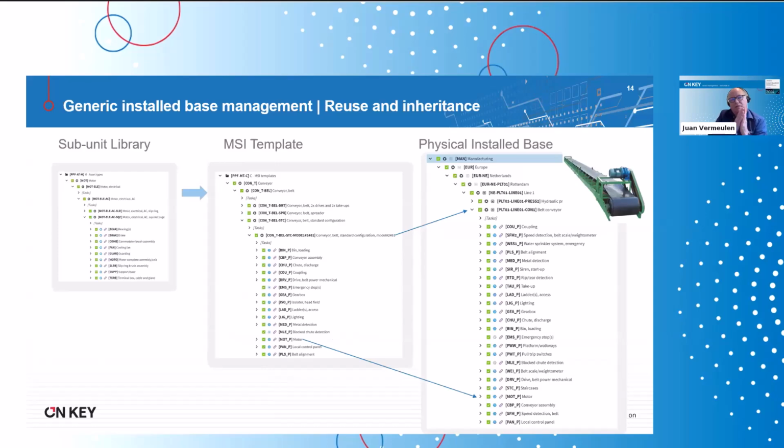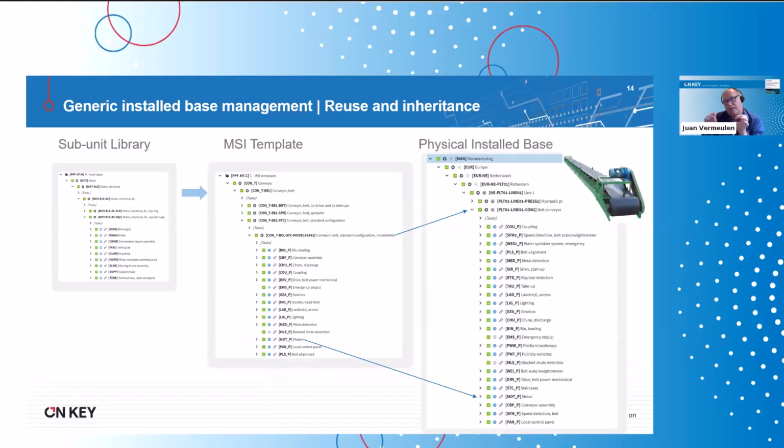So this is the flow, from your subunit library, I'm still in the generic install base, to your template. And then, if you go and create on your physical install base, on your asset register, you've got a plant now. You can see it's a bit more geographic. In this example, it's Europe, Netherlands, Rotterdam. There's a factory there. It's got line 1. On that line 1, there is one of these conveyor systems.